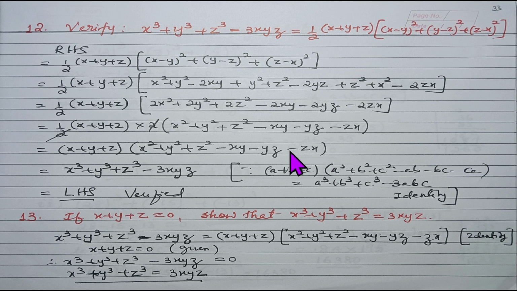But we know that there is an identity that (x plus y plus z) in the bracket x square plus y square plus z square minus xy minus yz minus zx is equal to x cube plus y cube plus z cube minus 3xyz, and using that identity we have got the LHS there. So that is the method, and that is the verification.